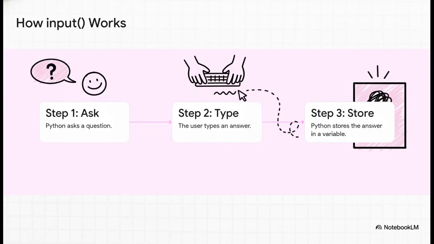And the whole process is a simple three-step dance. First, Python asks a question that you've told it to ask. Second, you type in your answer and hit enter. And third, and this part is absolutely crucial, Python takes whatever you typed and stores it in a little memory box called a variable, so it can remember it for later.